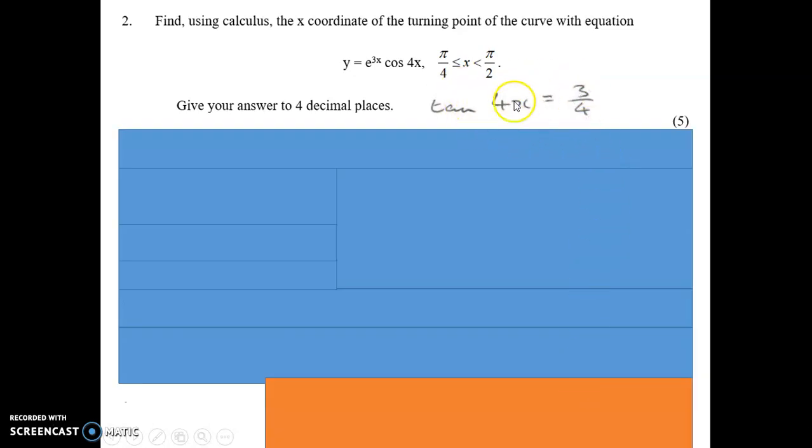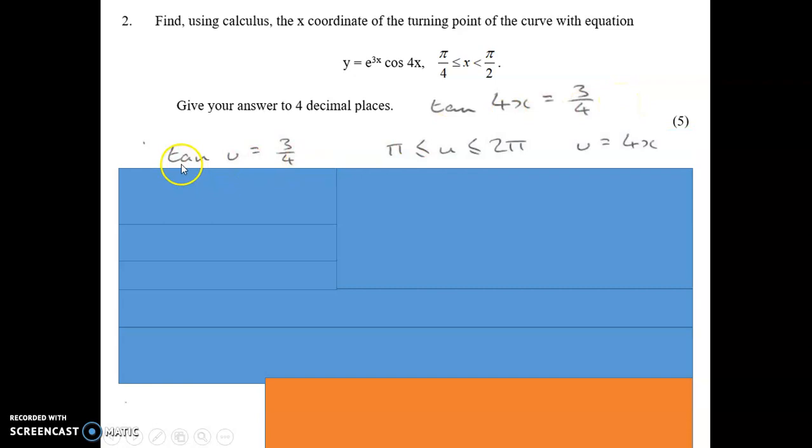There's my equation there. I've got tan of a function of x, so my suggestion would always be that you change the 4x into u, but if we're doing that, then we have to remember to change the domain. So u is equal to 4x, so I multiply each of these by 4 to get my range for u. So pi over 4 becomes pi, and pi over 2 multiplied by 4 is 2 pi. So that's my new domain. And worth saying that you're saying that u is equal to 4x.